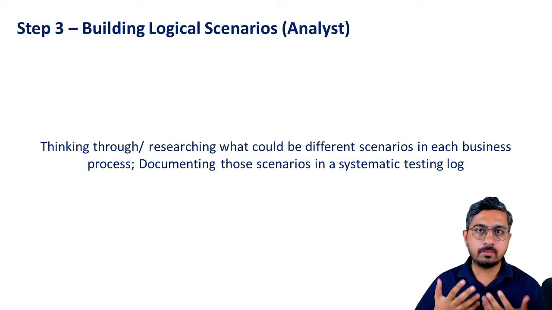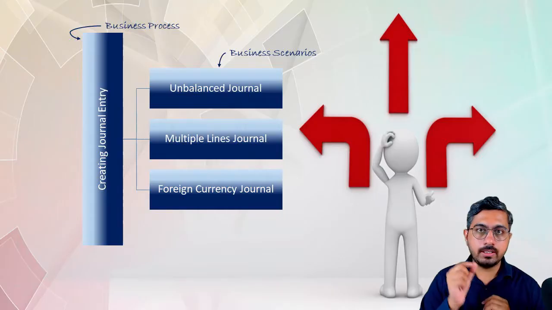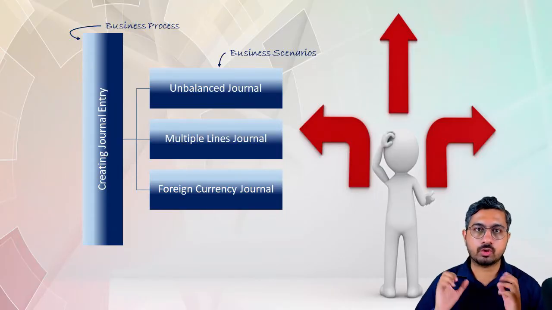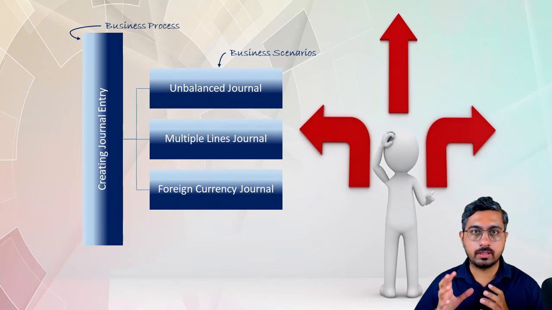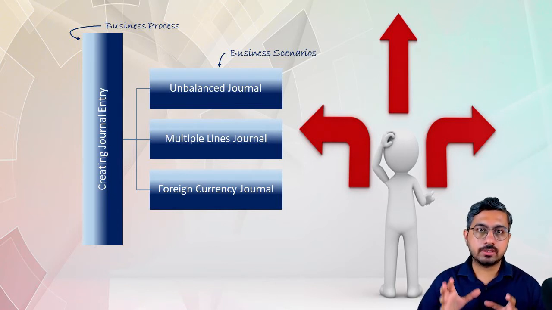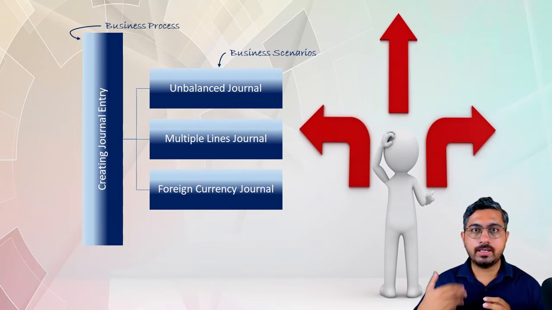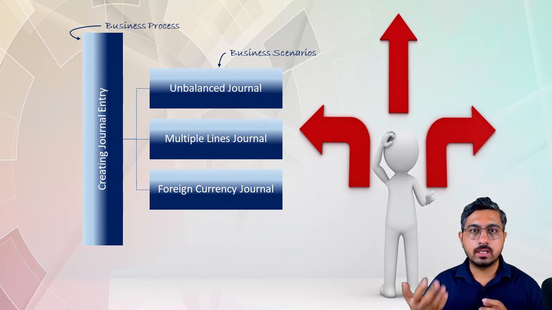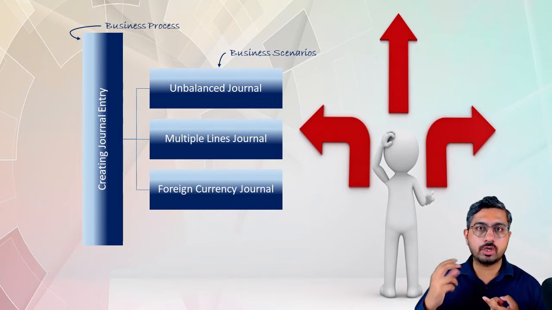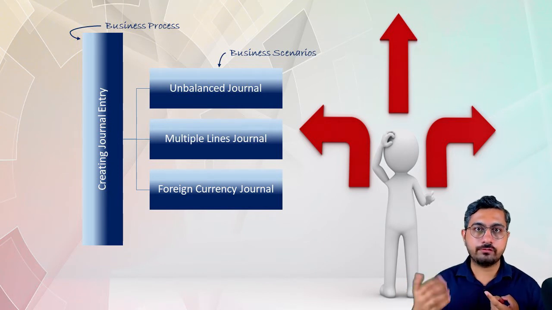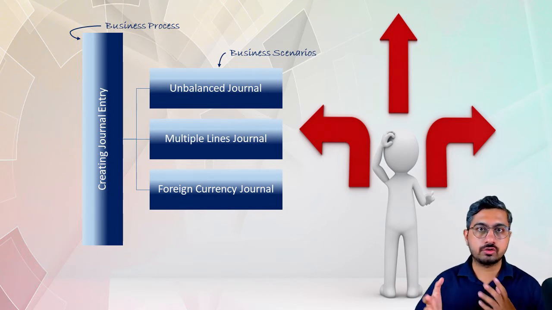Now, what does that mean? Let's assume that creating a journal entry is one process in the financials domain. However, that is just a process. That process might have multiple different scenarios. Like what will happen if your journal entry is not balanced by debit and credit? Whether the system will give some error or whether it will, let's say, automatically post that difference into a suspense account, and so on and so forth.